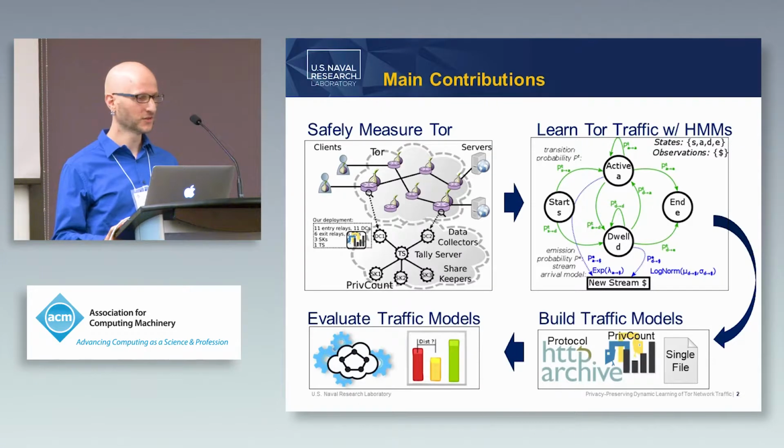So we make four main contributions in this work. First, we deploy a privacy-preserving measurement system and use it to safely measure Tor. We then enhance the measurement system to be able to learn Tor traffic models. We use that to build traffic models in private Tor networks, and then we evaluate those models using Shadow.